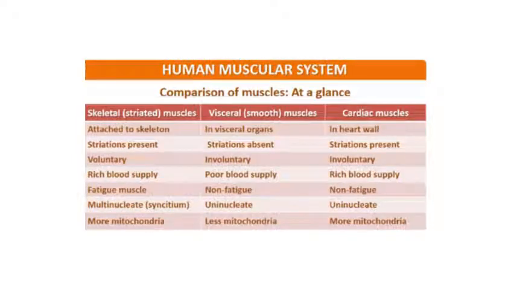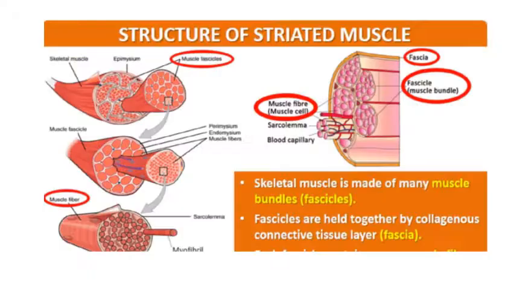So this table shows you everything at a glance. Which muscle does what, where it is found, whether it is voluntary, involuntary. We can see that visceral will have poor blood supply, whereas skeletal and cardiac will have rich blood supply. The skeletal muscles are fatigued, whereas the visceral and the cardiac muscle are not fatigued. Skeletal is multinucleate, whereas visceral and cardiac are uninucleate. Skeletal and cardiac will have more mitochondria, whereas visceral will have less mitochondria.